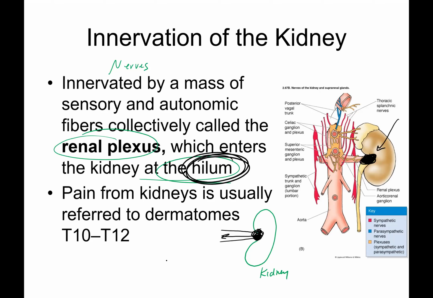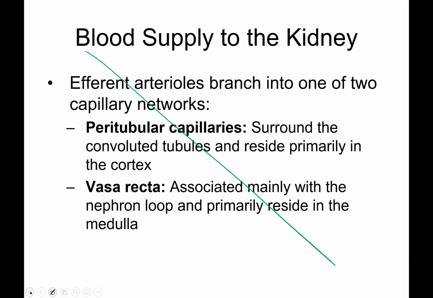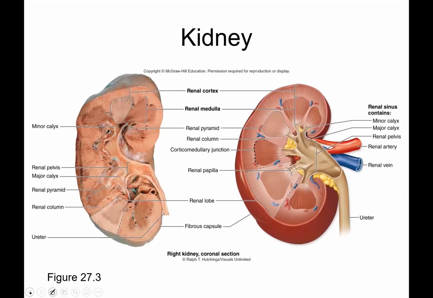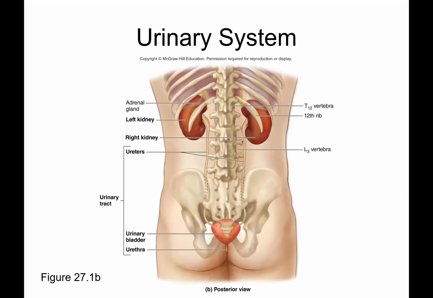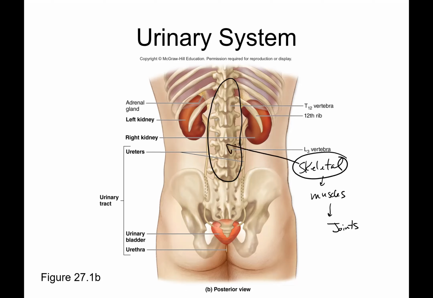Okay, so the sensory fibers come from the dermatomes T10 to T12. In my particular world, I do a lot of spine work, skeletal, and of course all the muscles and joints that go with it. As a result of dealing with the skeletal system, especially the spine, you're also tapping into the nervous system.